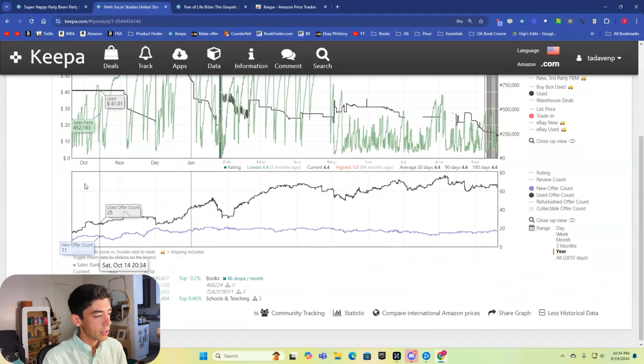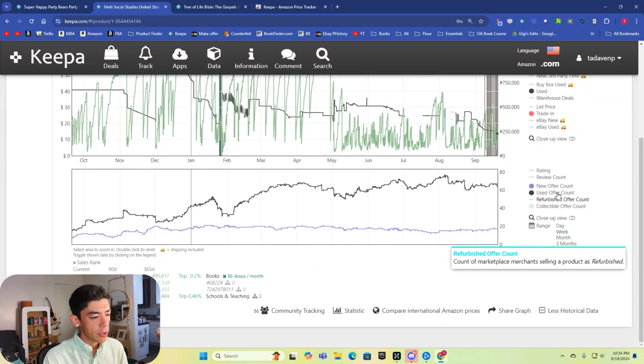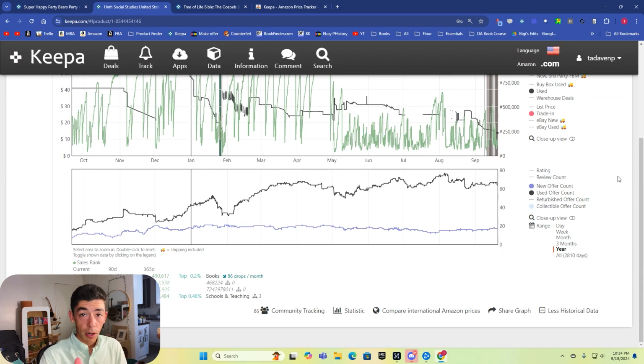Now, my last beginner Keepa tip here is actually not to look at this top graph. It's actually to look at this bottom graph here. And what you can see is I just have two things selected. I have the new offer count and the used offer count. The offer count simply means the number of sellers on the listing. It tells us, okay, what does the competition look like?